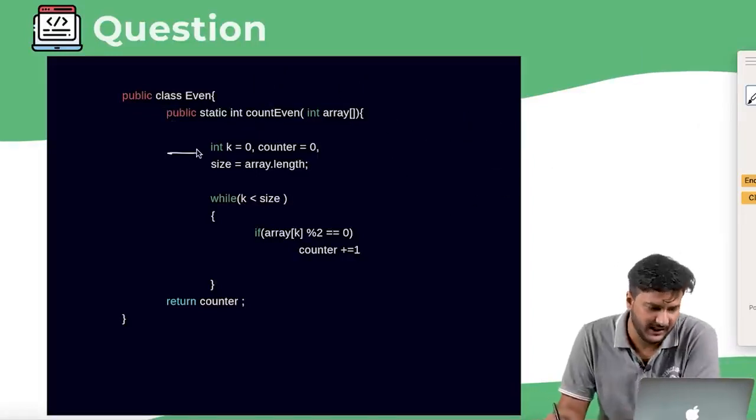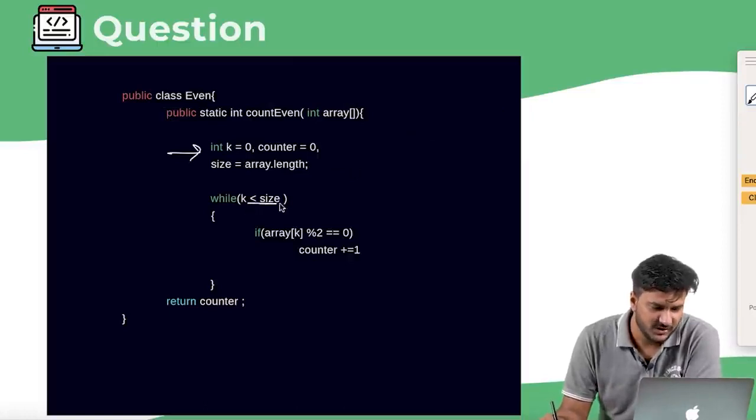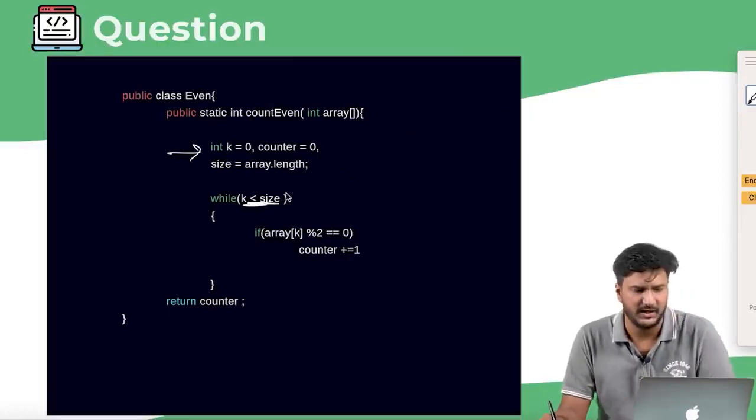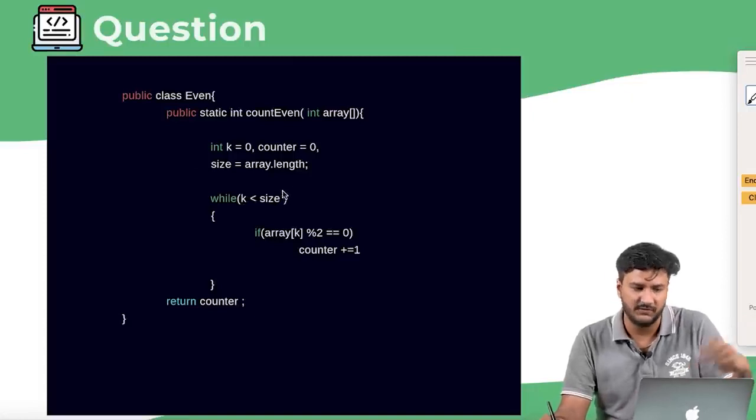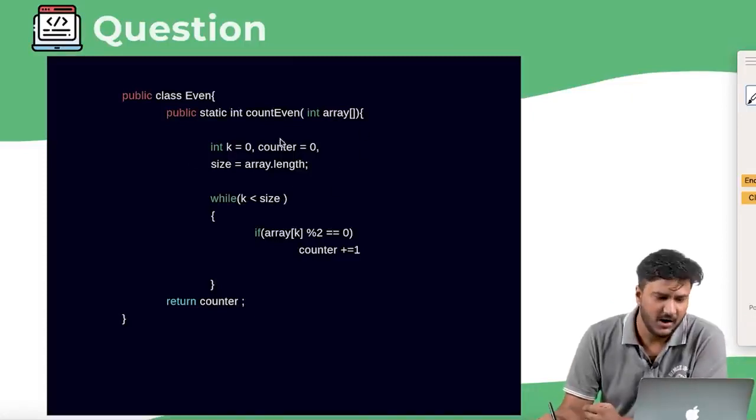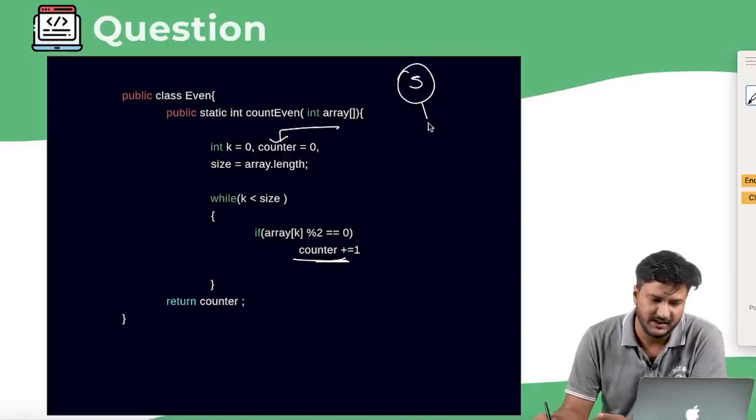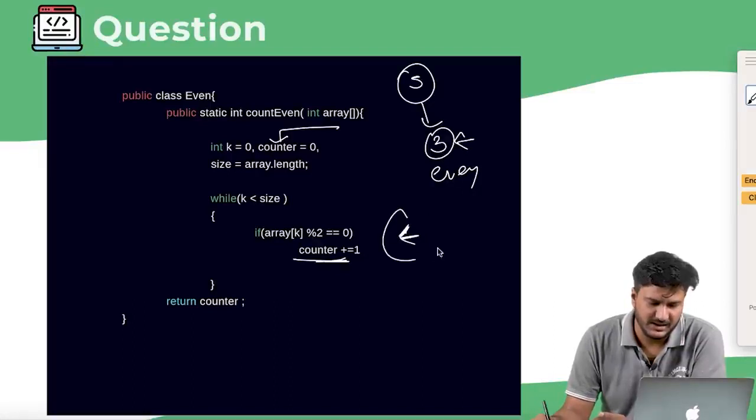And then you have a k. K is basically, as we see, used in the while loop, right? So again, just like i is used in the for loop, k is being used in the while loop. Now again, obviously counter is being used, as we can see here, to count the number of elements, right? So let's say if the array has 5 elements and out of them 3 of them are even, in that case we are using this counter to be able to understand this, right?